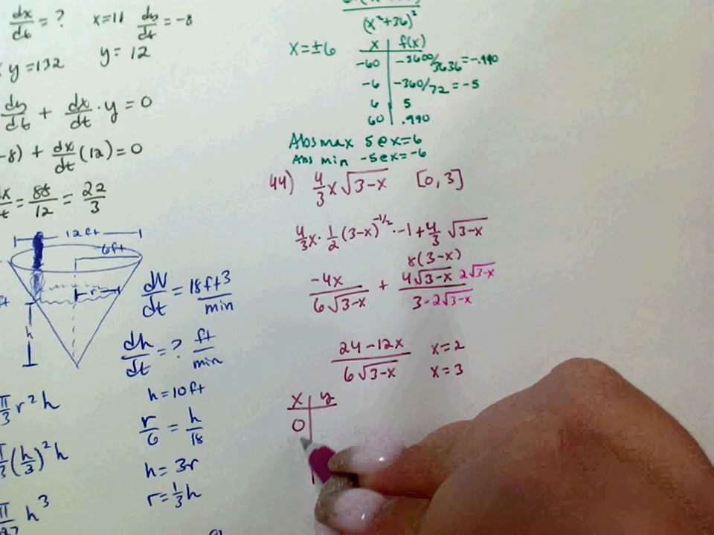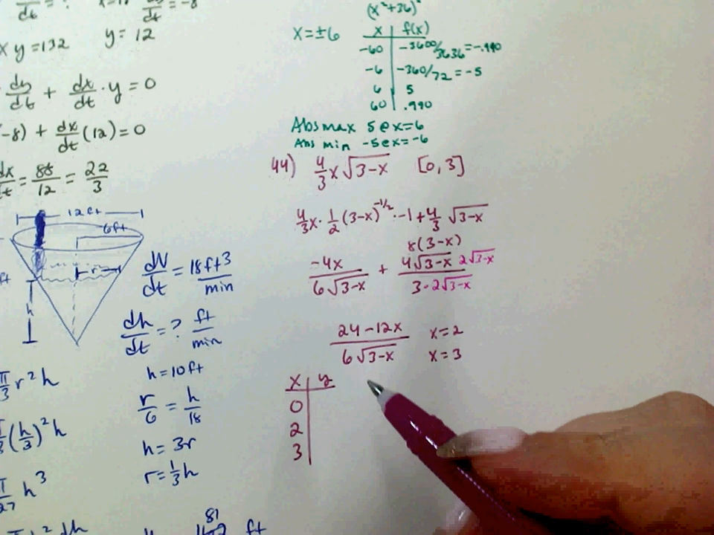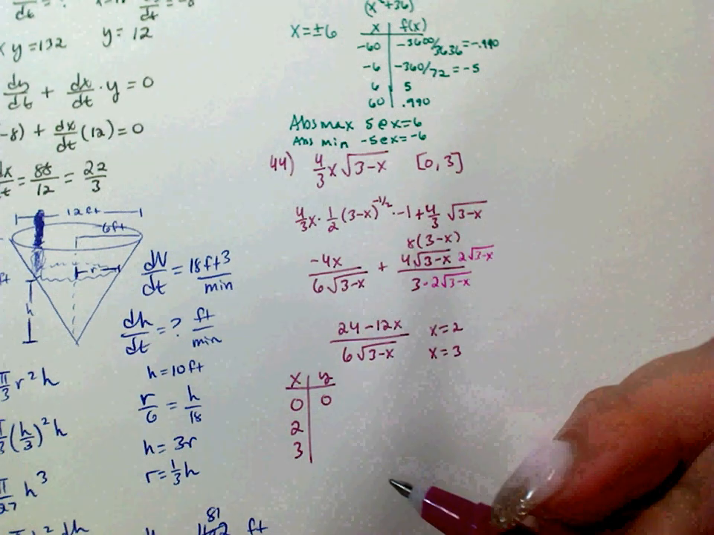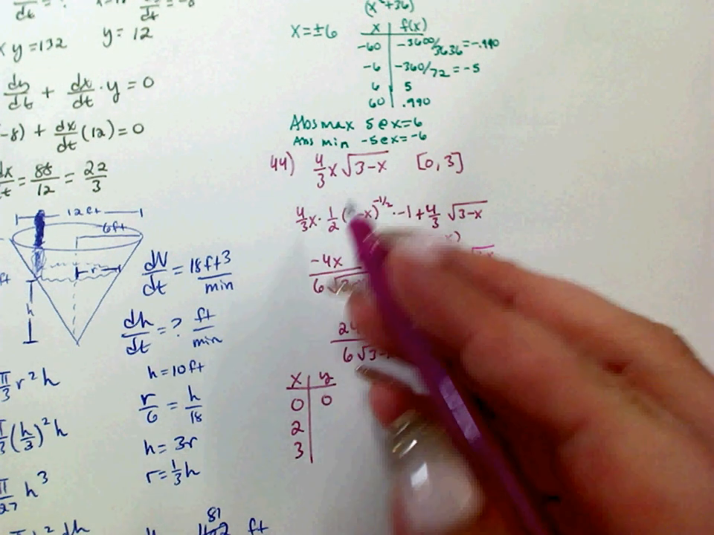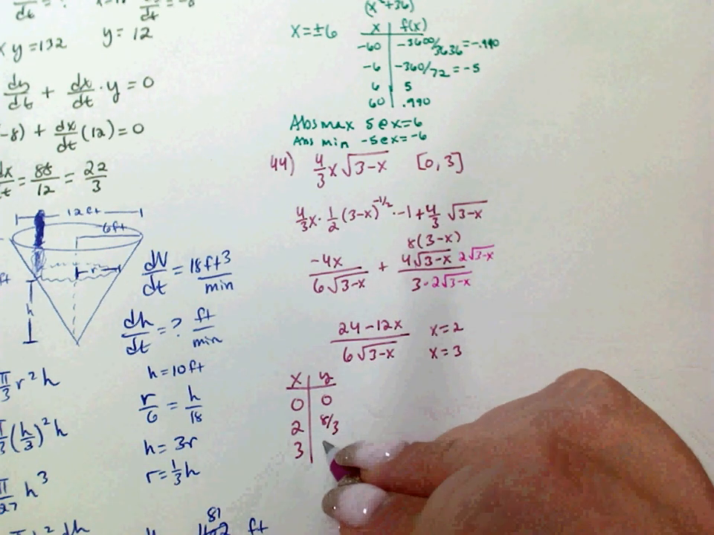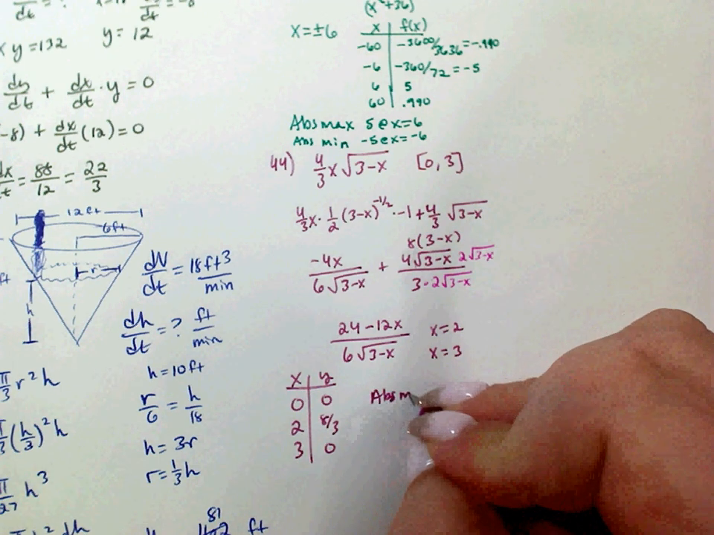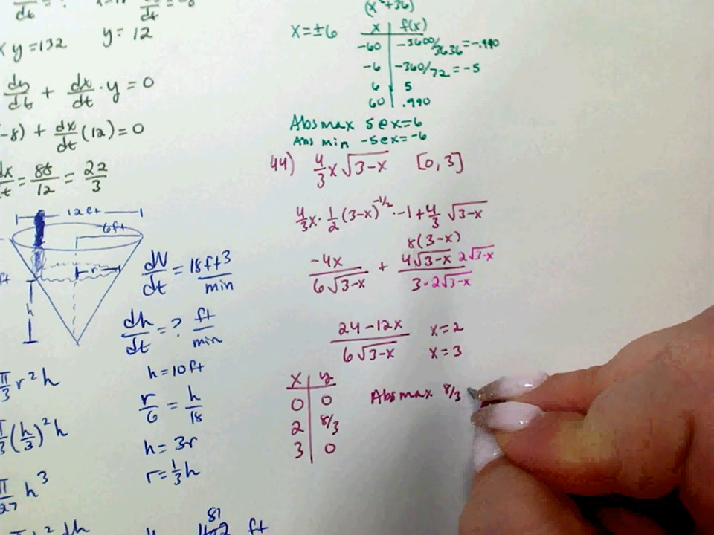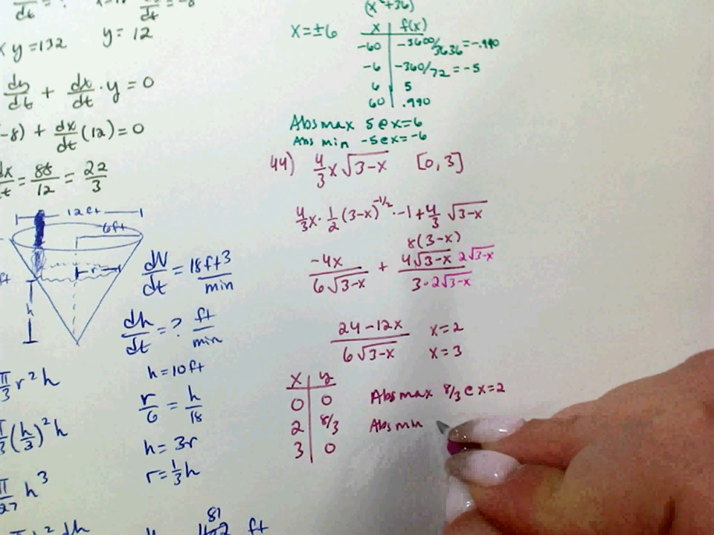So if I plug in 0, I get 0, because 4/3 times 0 times anything. When I plug in 2, I get 8/3, 3 minus 2 is 1, so that's just 8/3. And when I plug in 3, I get 0 again. So the absolute max is 8/3 at x equals 2, and the absolute min is 0 at x equals 0 and 3.